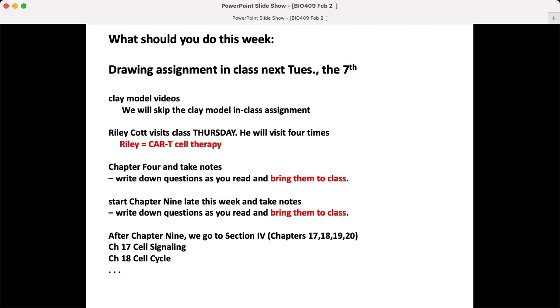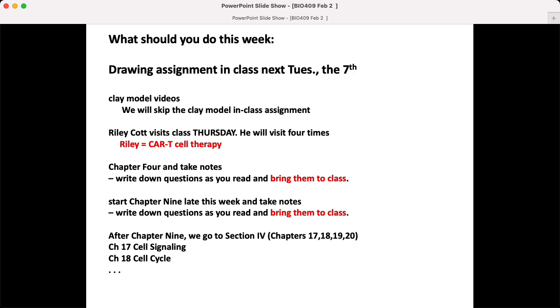Here's what you should do this week. The first thing is that we're going to have a drawing assignment in class next Tuesday, and it's going to be following up on those clay model videos in a little bit different way than we were. We're going to go through it really fast because you guys know it really well, and we're underscoring that. That's not like big learning we're doing in our course. That's considered like starting learning, right? Okay, so we're going to skip the actual clay model assignment, and we're going to switch over to that one.